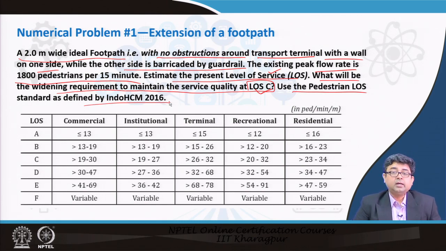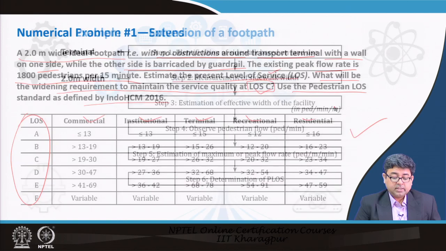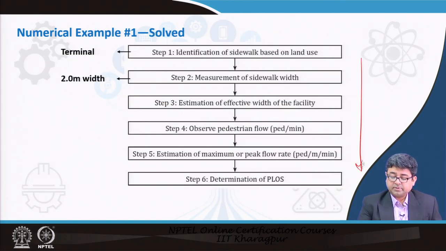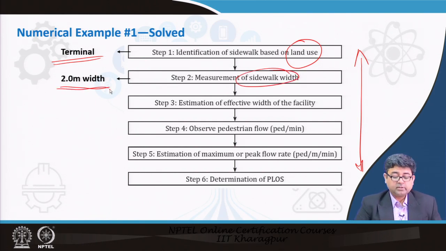We have already given you examples of a couple of problems on how to determine level of service based on Indo HCM 2016. So, we will use the same standard table that tells you about the different levels of service for different land uses. If you remember the 6 steps of developing a level of service, the first one is identification of the land use, which we are told is a terminal land use, and the width of the sidewalk, which is 2 meter width.